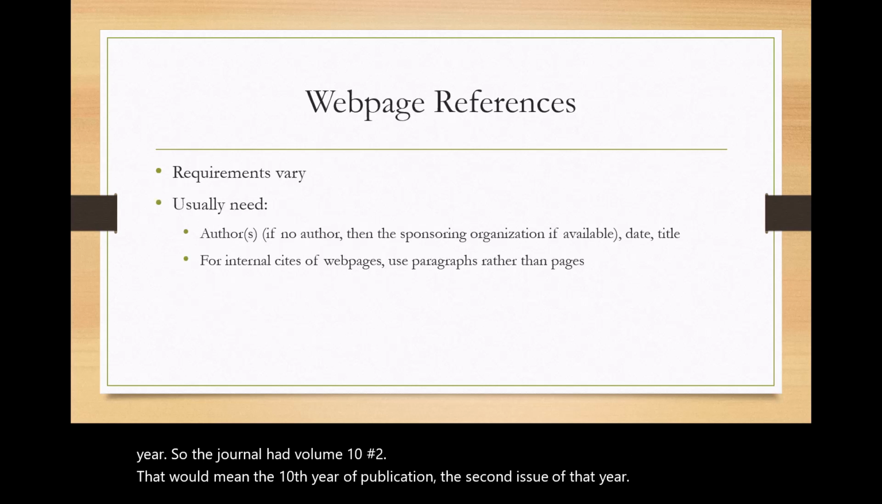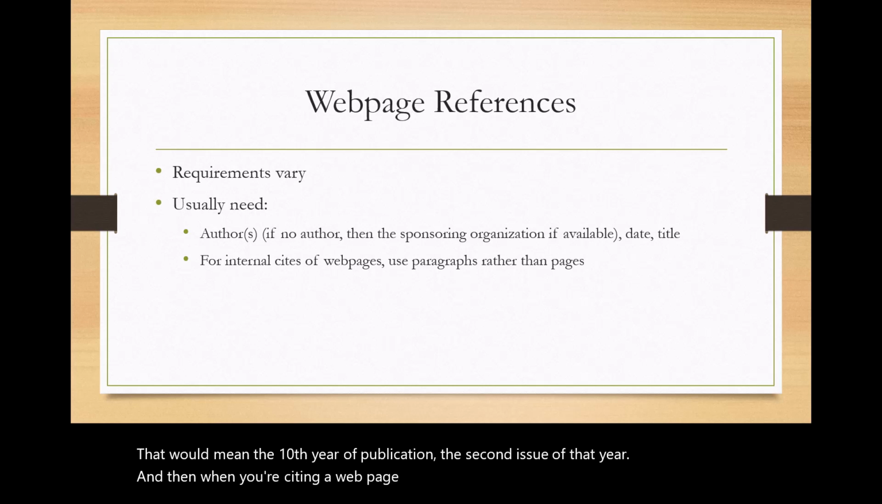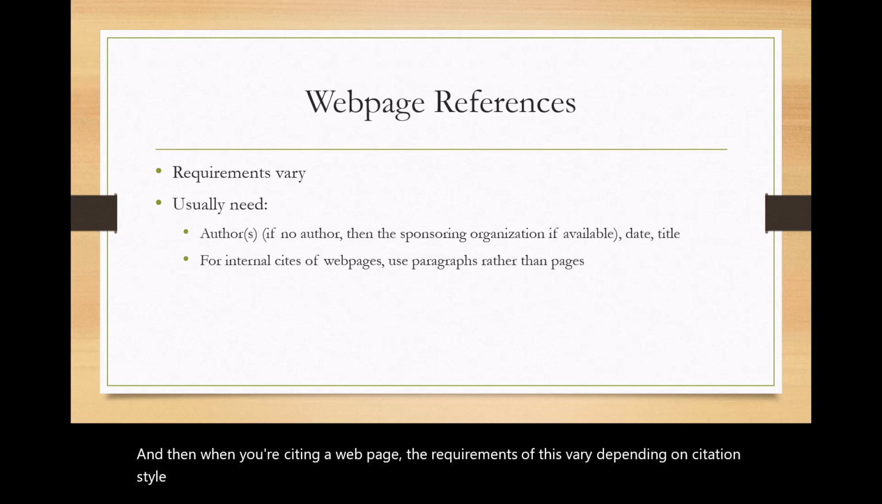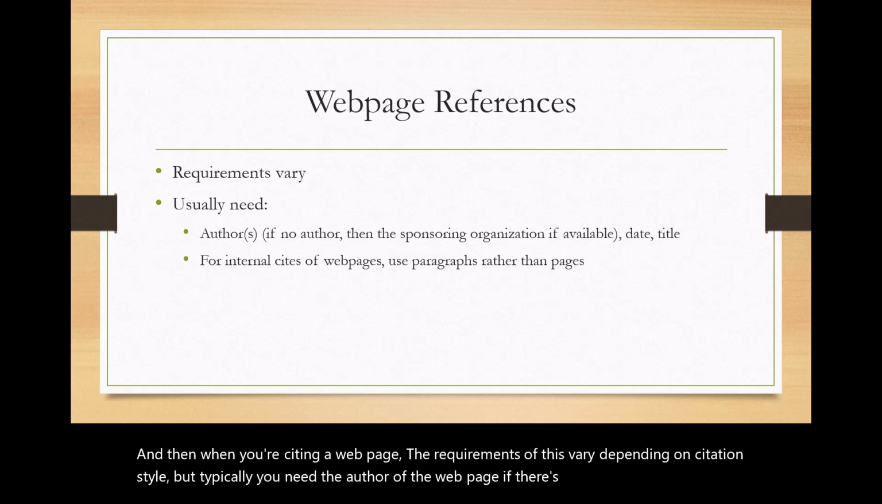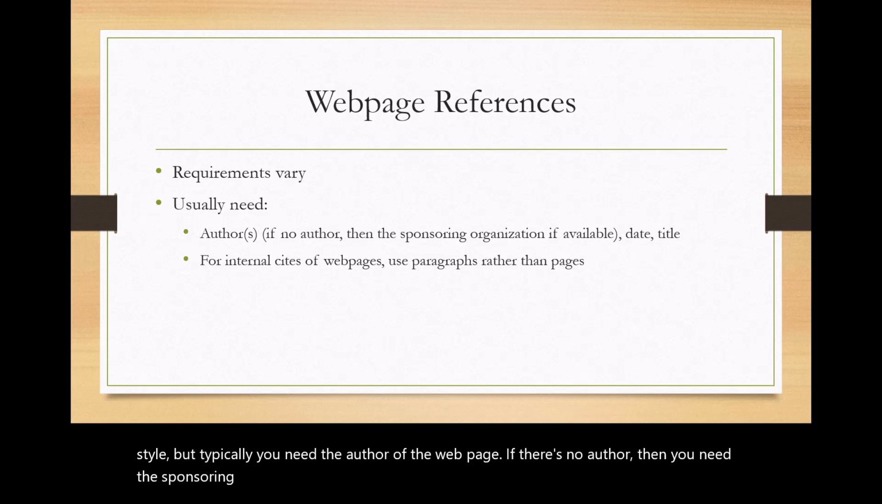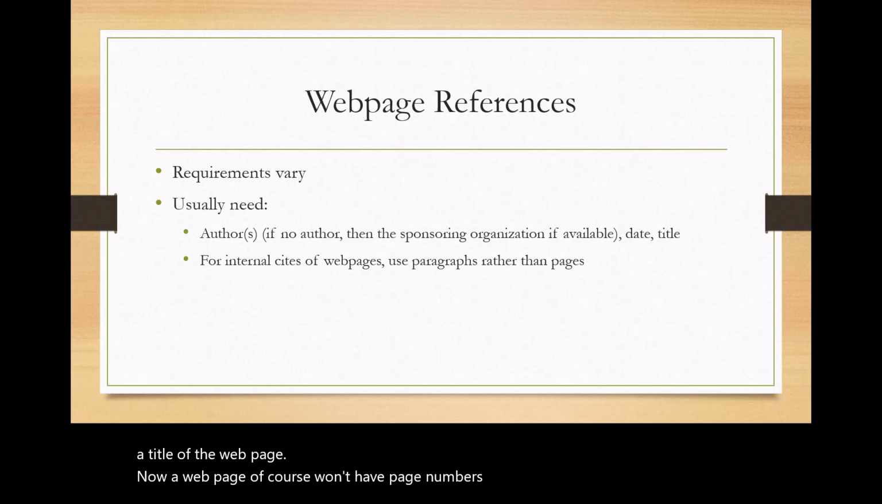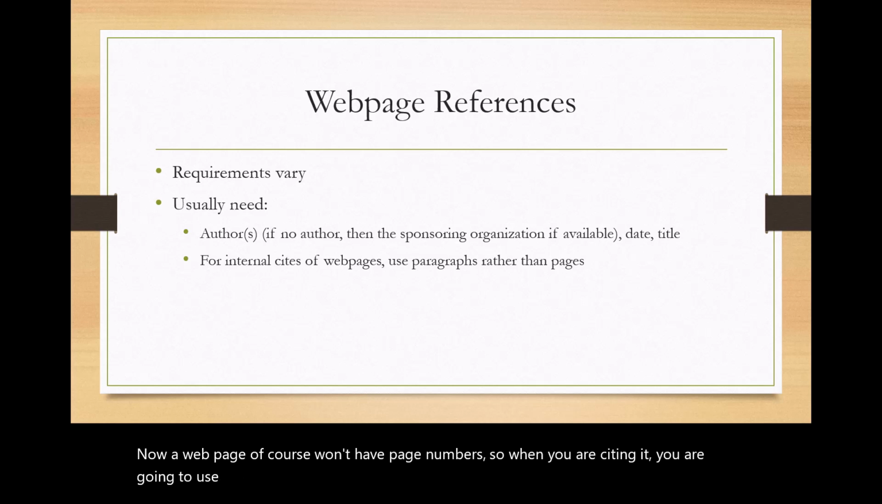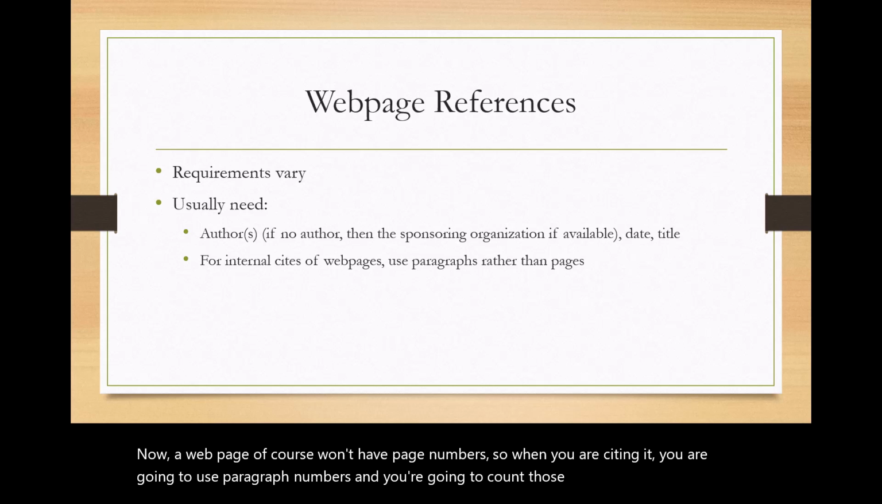And then when you're citing a web page, the requirements vary depending on citation style, but typically you need the author of the web page. If there's no author, then you need the sponsoring organization of the web page if that's available. You need the date. You need a title of the web page. Now, a web page, of course, won't have page numbers, so when you are citing it, you are going to use paragraph numbers, and you're going to count those by hand rather than page numbers.